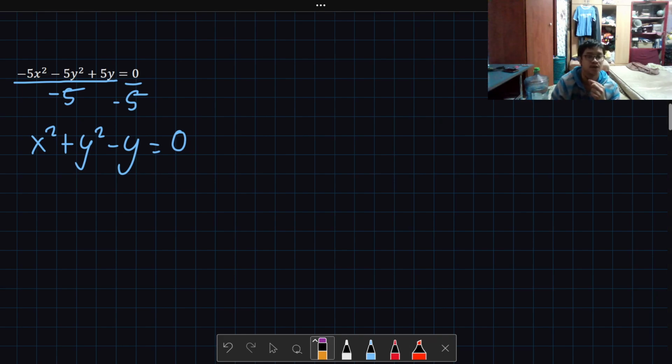So what are we going to do? First, we get the coefficient of y, which is negative 1. Then we divide it by 2 and square it. Here, 1 is not divisible by 2, so we're just going to leave it that way. Then we square them. The square of negative 1 half is simply 1/4.